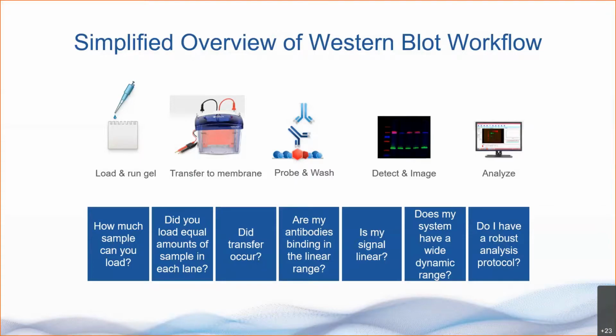So there are a couple of different things. Are my antibodies binding in the linear range that I can actually see? Of course, to get a linear signal, we're better off using fluorescence, and we'll talk about this a little bit, and then actually do the analysis. Is it a robust protocol so I can actually get good data coming out of it?